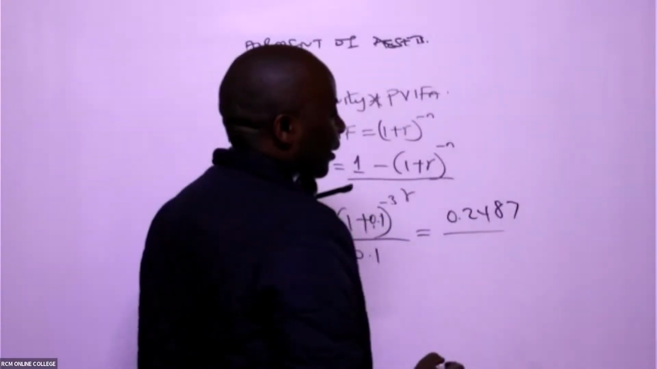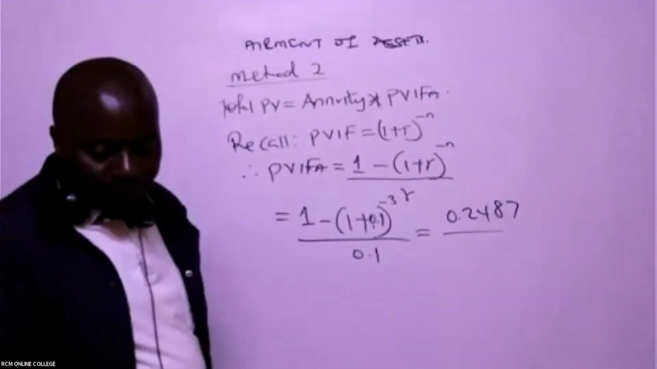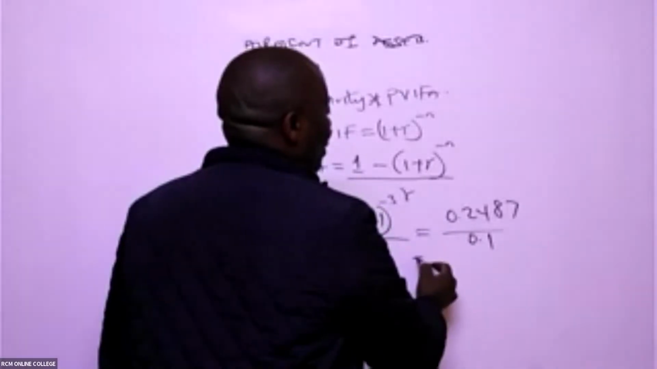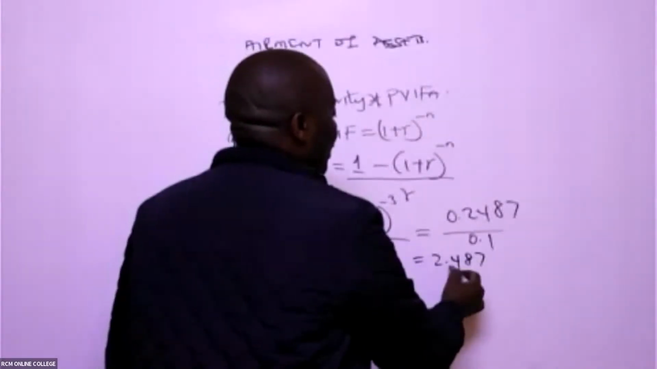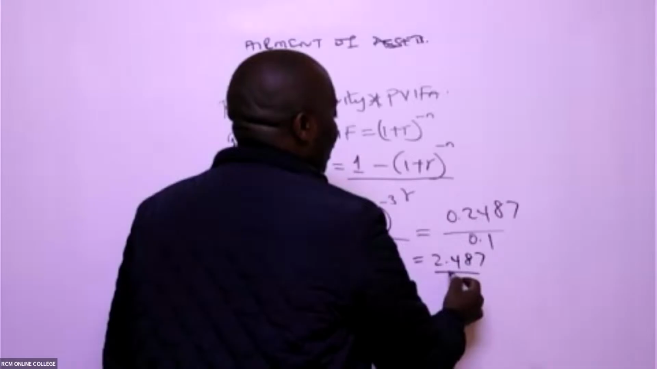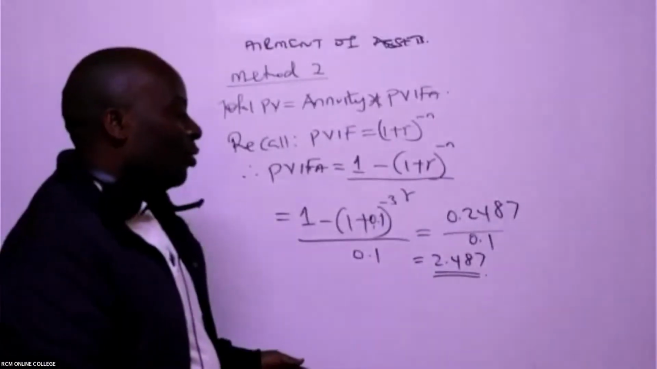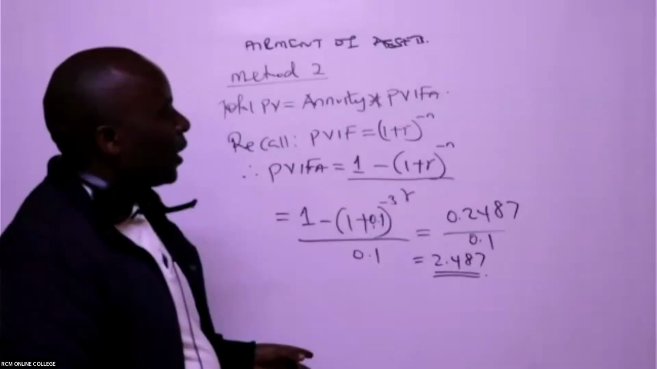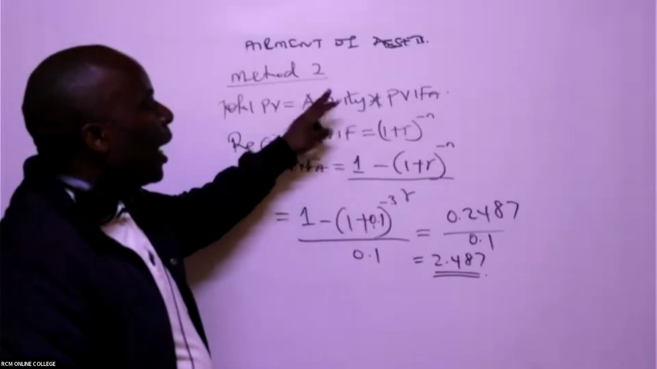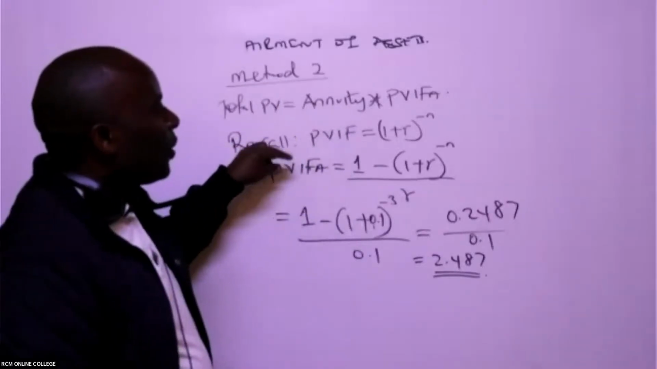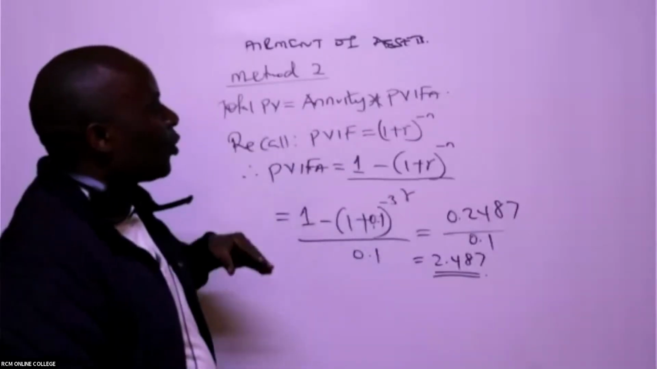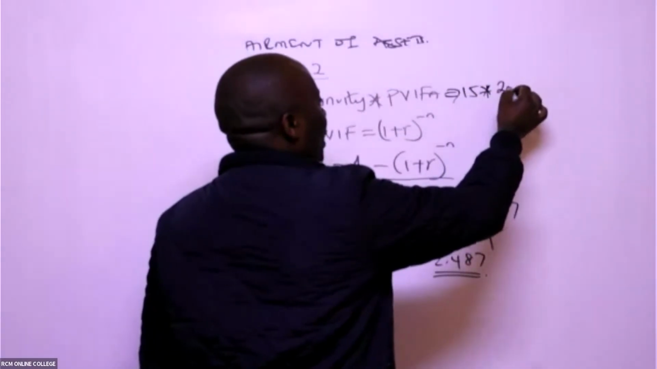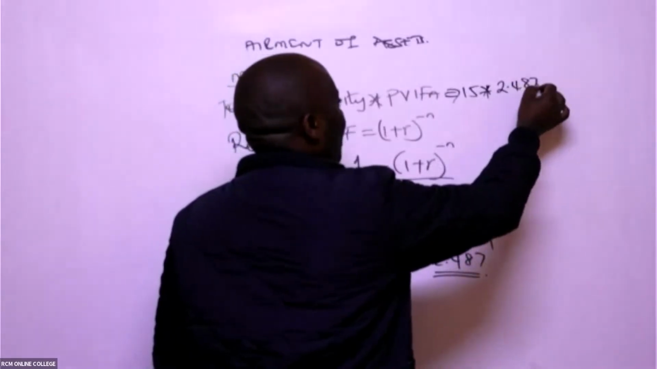0.2487. And then you divide this by 0.1. So this will end up being 2.487, say for some rounding off errors. And then I'll come back here. What was our annuity amount? It was 15. So you only pick one. The annuity amount here is 15 times the PVFA that you have gotten of 2.487.